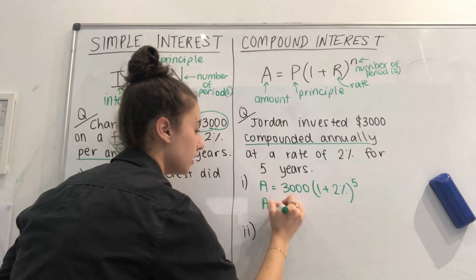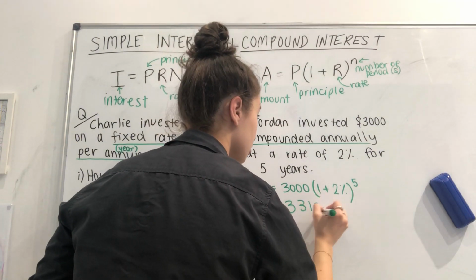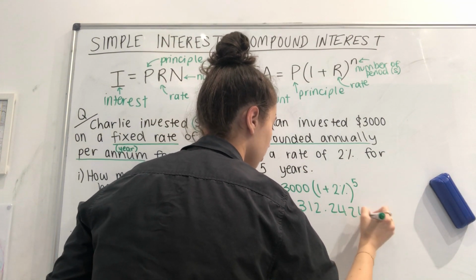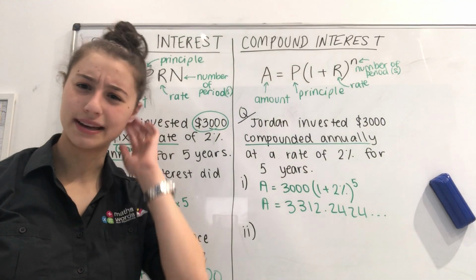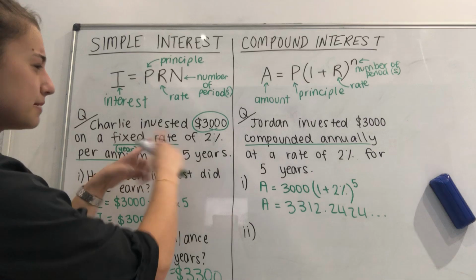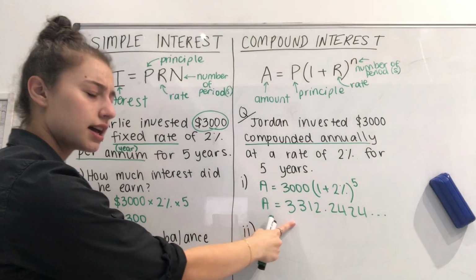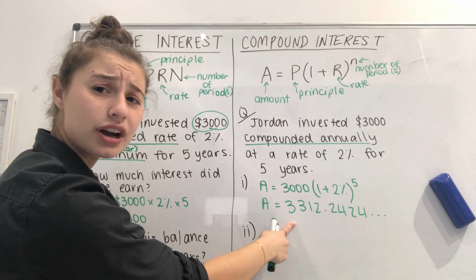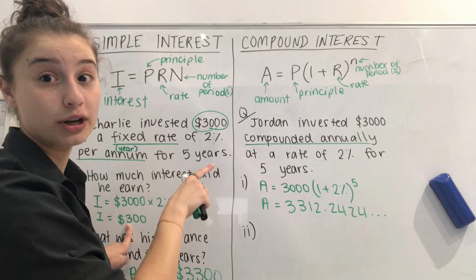Now the amount equals, if you put that into your calculator there, 3,312.2424. Now let's have a think about that for a second. That doesn't make sense. He invested the same amount of money. He only got $300 interest, and he got $3,300 interest. I know I said compound interest was better. It's not that much better.